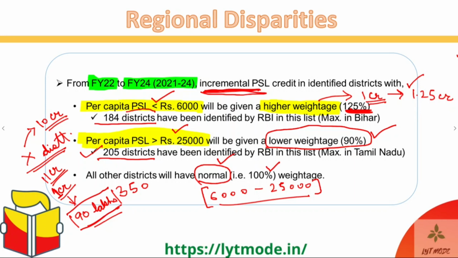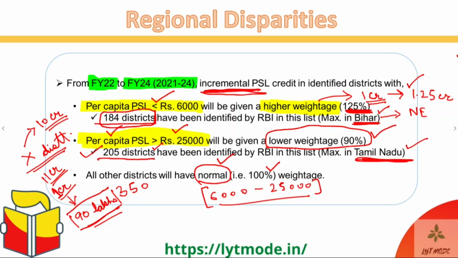Out of these 184 districts which have extremely low PSL per capita, the highest number of districts lie in Bihar, and the second highest lie in the northeastern region. The highest number of districts with high per capita PSL, that is more than 25,000, lie in Tamil Nadu. So basically, PSL lending is the highest per capita in Tamil Nadu and the lowest per capita in Bihar. You should know these facts.